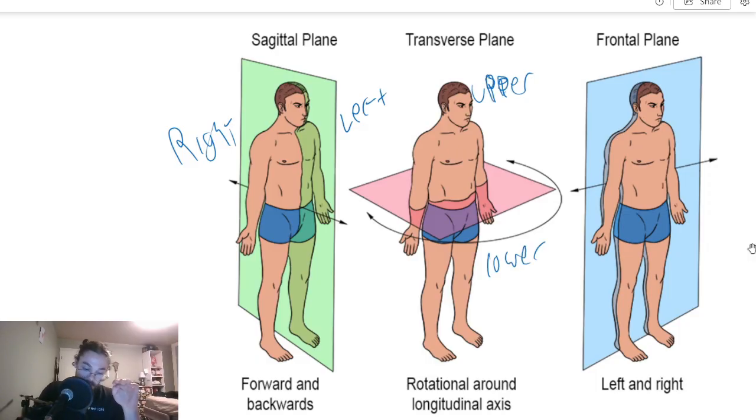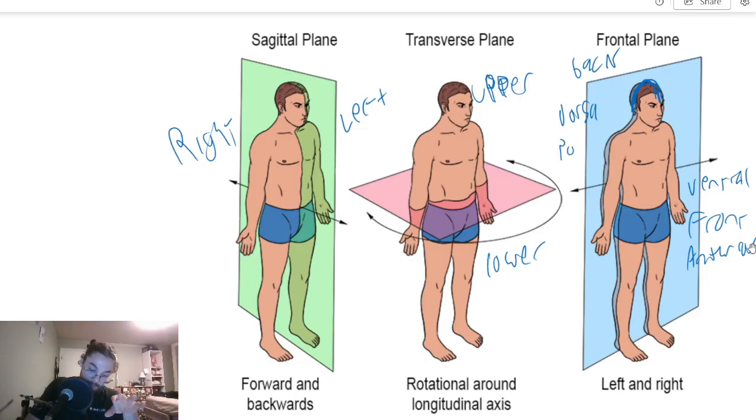This right here, next to our transverse plane, is the frontal plane. It's also called the coronal plane. So frontal, it splits the body into front and back. Or if you remember from earlier, this is ventral and dorsal, or anterior and posterior. So our frontal plane, or the coronal plane, frontal or coronal, same thing, is going to split our body into front and back.